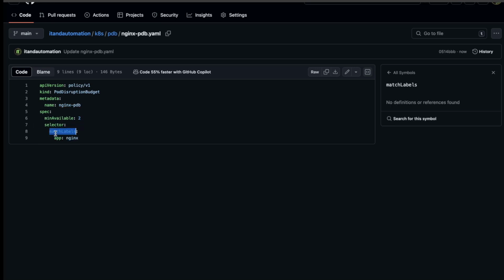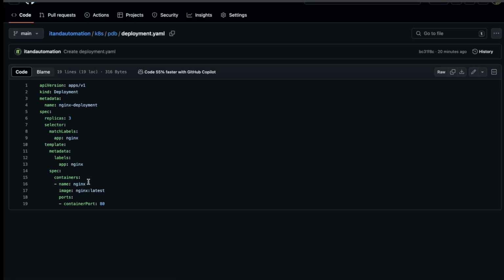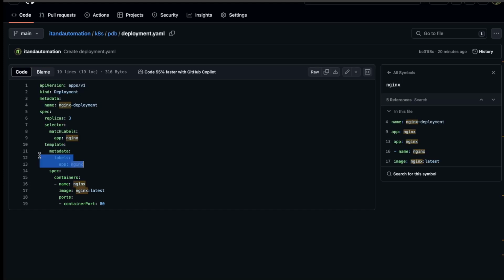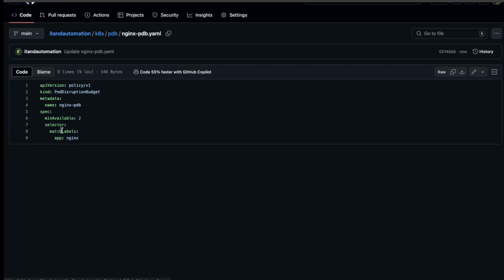Right here, we are saying match label equals app nginx, and if you look into the deployment that we checked before, it has the metadata label app nginx. The pods will have this label. Pod disruption budget will try to look for those labels, and it will try to always keep at least 2.